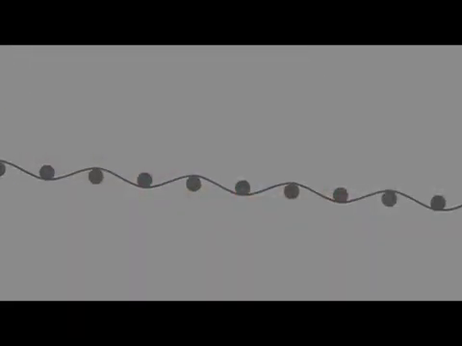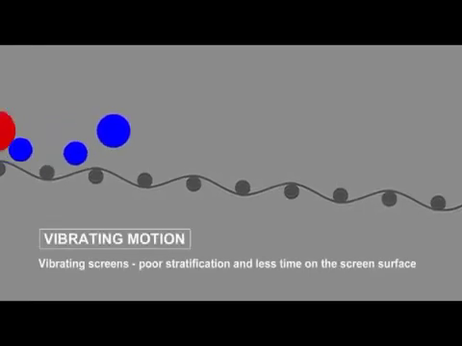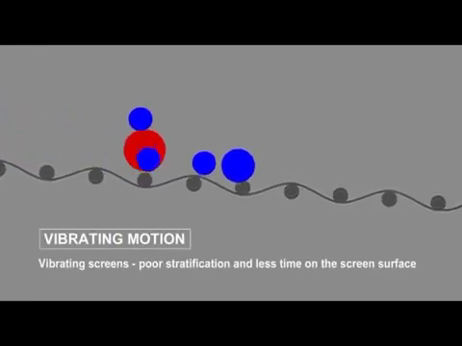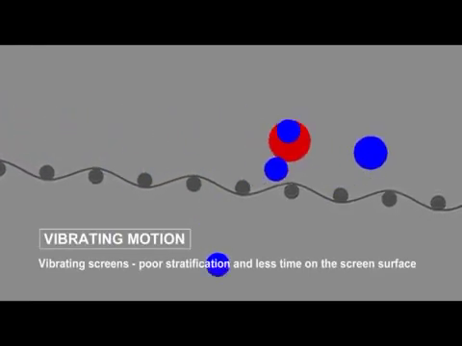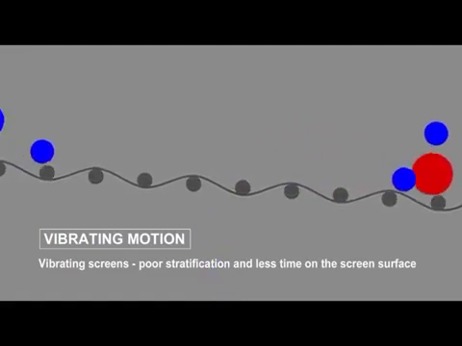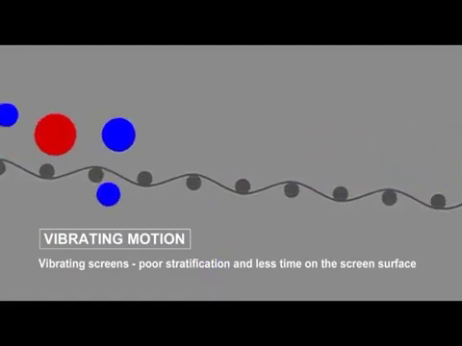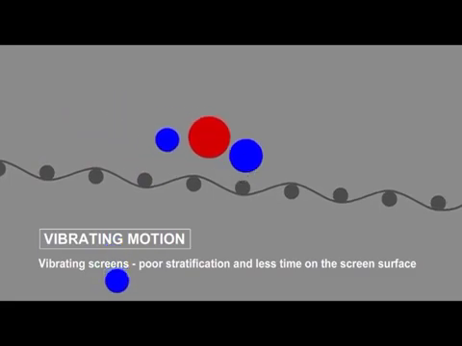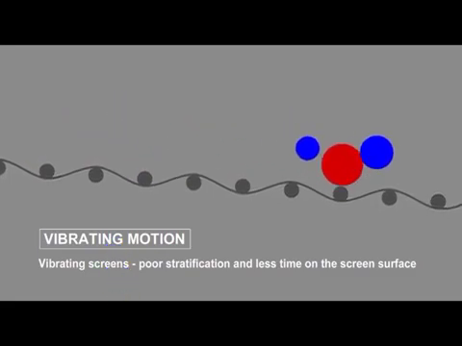Many screeners utilize a vibrating motion in order to convey material down the screen surface. A vibrating screener imparts a vertical force to move the material down the screen by throwing it forward. While the particles are in the air, they do not have a chance to find an opening, resulting in reduced screening efficiency.